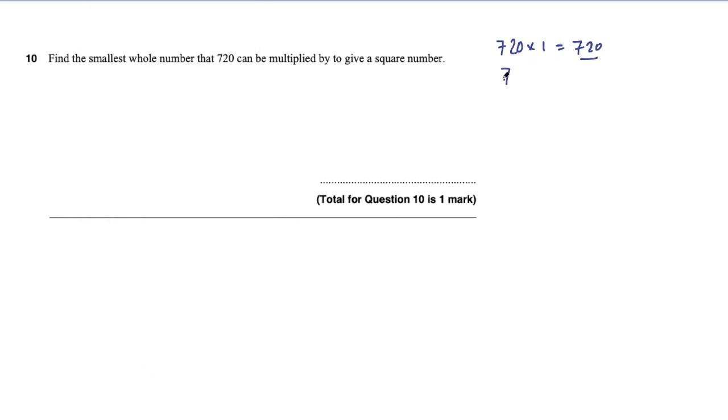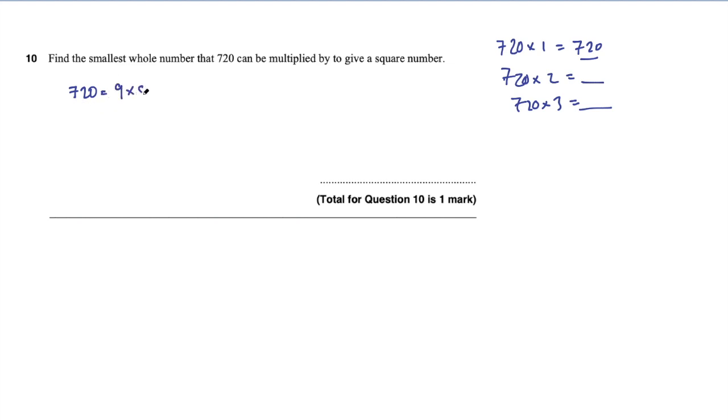And you can keep doing that. 720 times 2, 720 times 3, until you get a square number there. But there's a way to work this out without trial and error, and I thought that was a bit interesting, so I thought I'd go through that. So what you need to do if you want to solve this without trial and error is to find the prime factors of 720. So use prime factorization.